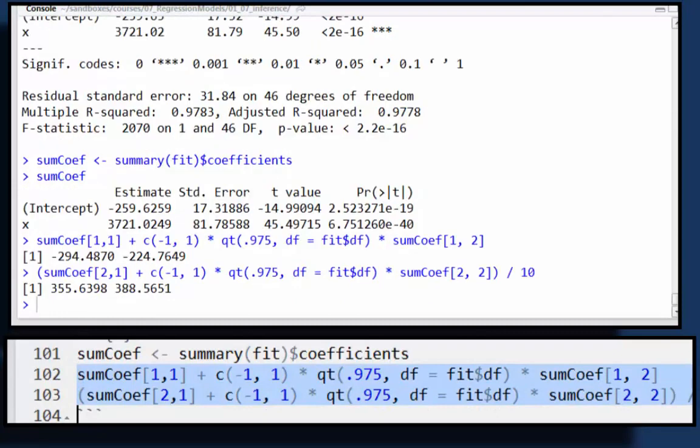So let's run both of them and particularly focus in on this latter one, the confidence interval for the slope. So it's saying with 95% confidence, we estimate that a 0.1 carat increase in diamond size is going to result in a 356 to 389 increase in price in Singapore dollars.